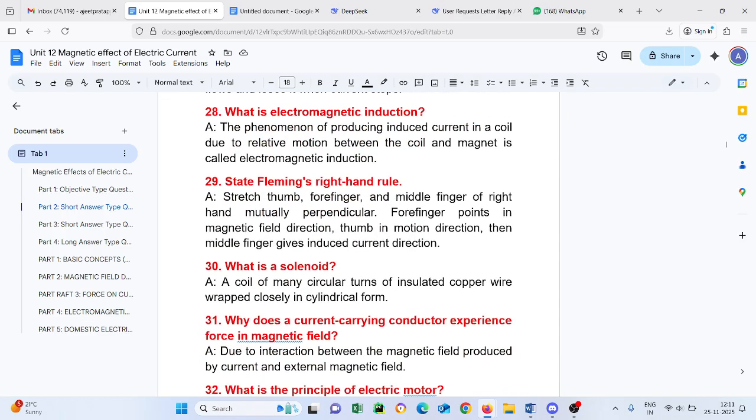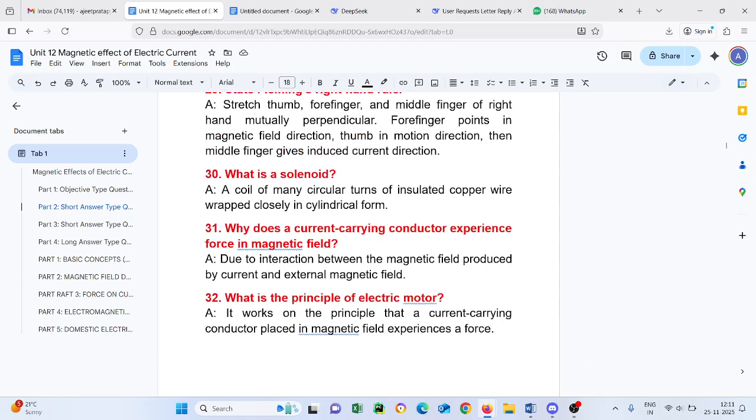What is a solenoid? A coil of many circular turns of insulated copper wire wrapped closely in a cylindrical form. Why does a current carrying conductor experience force in a magnetic field? Due to the interaction between the magnetic field produced by the current and the external magnetic field.